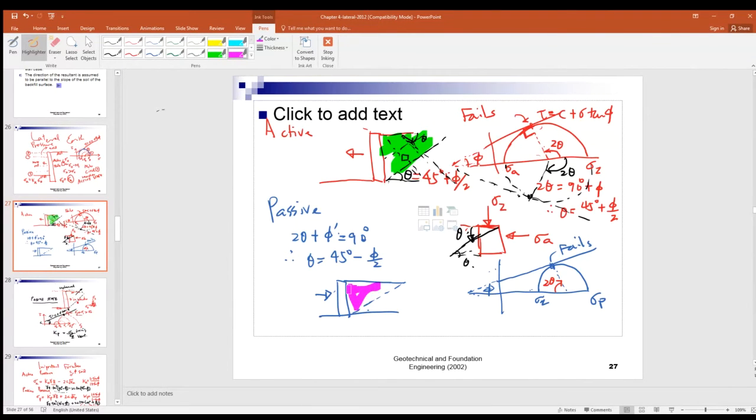The soil wedge is going to what? Try to slide upwards, right? While for here, when the wall is moving out, this wedge will slide down, right? So that is the active case. But for passive, the other way around. And what's this angle? That should be what? 45 degrees minus phi over 2, right?